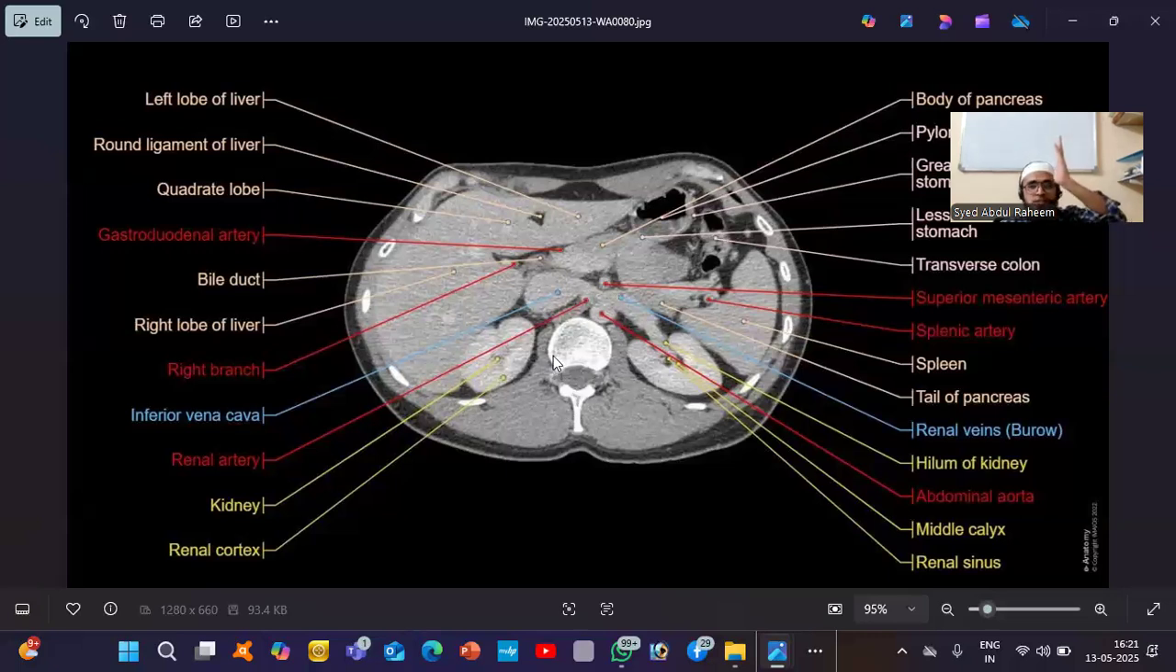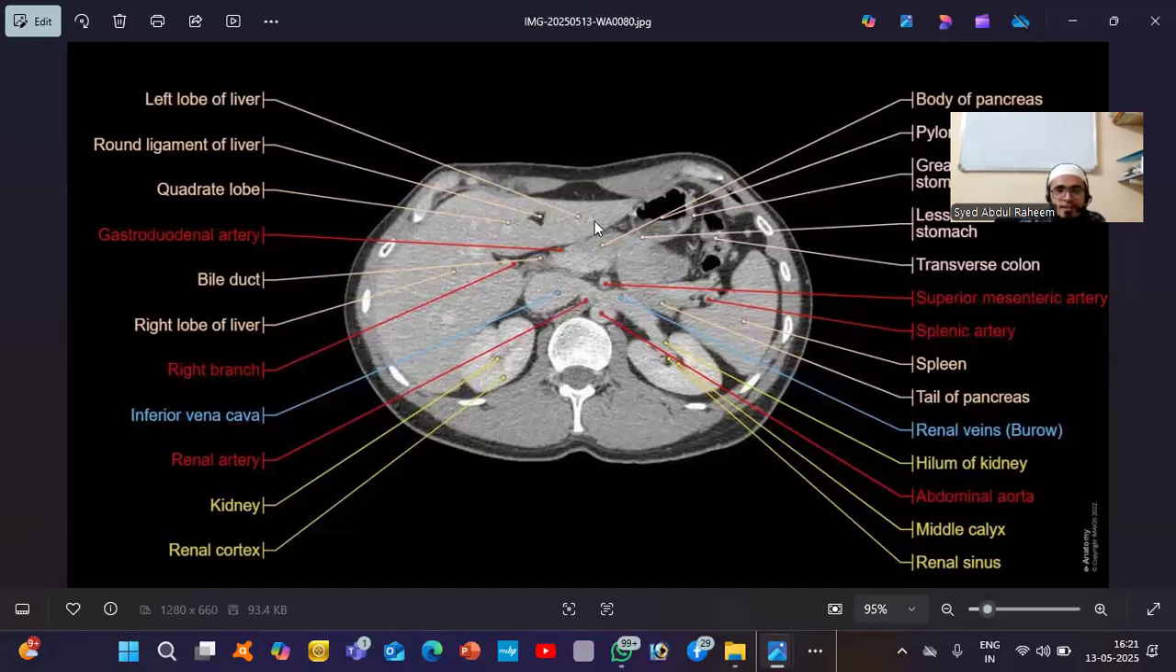So again, we have to start with the right side. This is the right side. Our opposite side is the right side. In the scan also, you will write here R for right, and here left. So it doesn't have any problem regarding that. You have to see that.